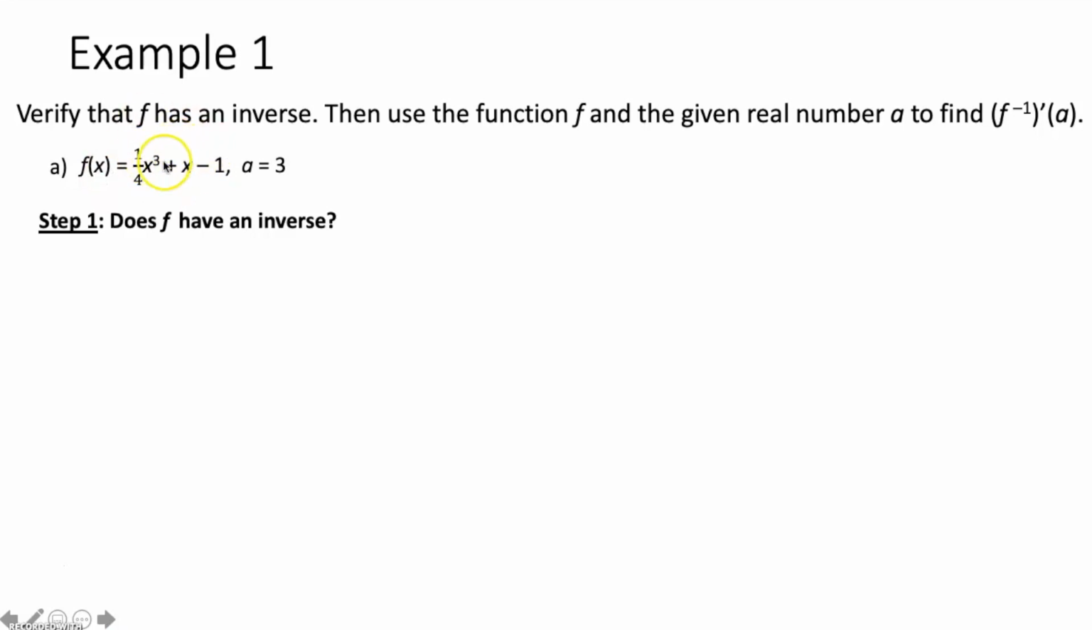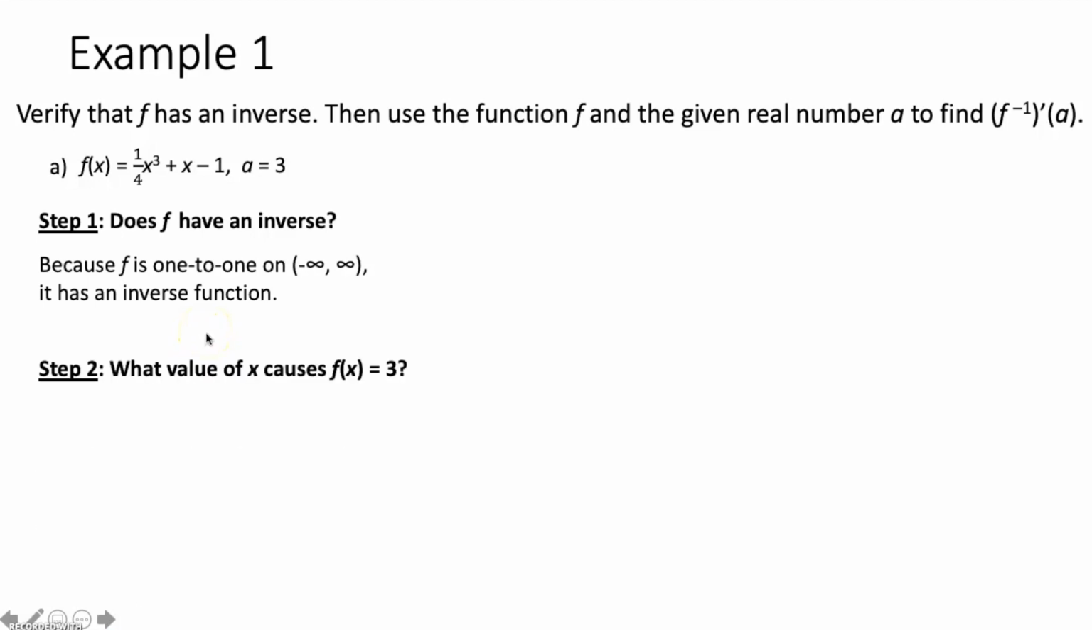And yes, this particular function is 1-to-1. It passes both the vertical line test and the horizontal line test. So it does have an inverse function. Step 2 then is to find out what value of x causes f of x to equal 3. You need to figure out what value of x causes your function to equal your particular a value. Now, follow me here. We are finding f inverse prime of a. That means, based on our formula for the derivative of the inverse, we need to figure out what f inverse of a is. Meaning that we need to figure out what value of x causes f of x to equal a. So in this case, we need to figure out what value of x causes f of x to equal 3. We can then work from there.